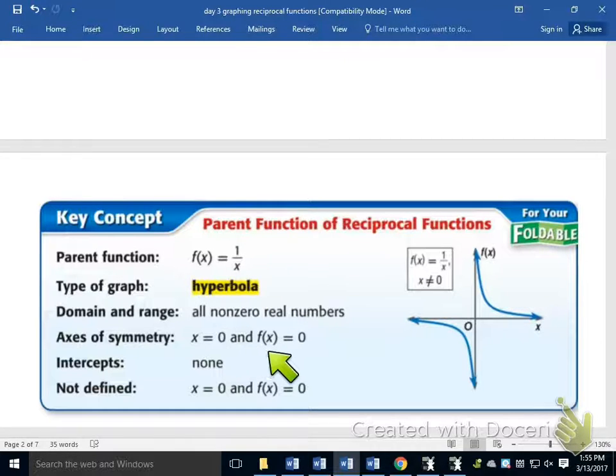We have axes of symmetry, even though those don't come up too much. The domain and range here will change as this function changes, so it's not always just non-zero numbers. And for where it's not defined, these are also called asymptotes, which is how you're going to typically see these listed. For 1 over x, x equals 0 is the vertical asymptote, and f of x equals 0 is the horizontal asymptote: the lines that the graph approaches but never touches.